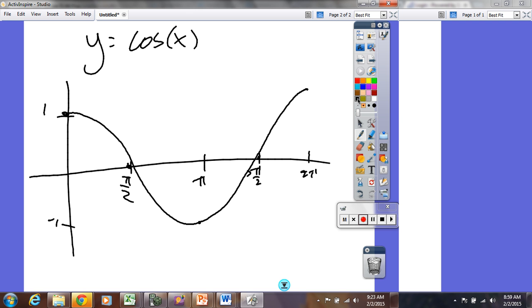Okay. Now, with that being said, what did I just want to talk about? Thanks a lot, Dave. Frequency. Frequency is just how many times you can do your graph within 2 pi. That's what frequency is.